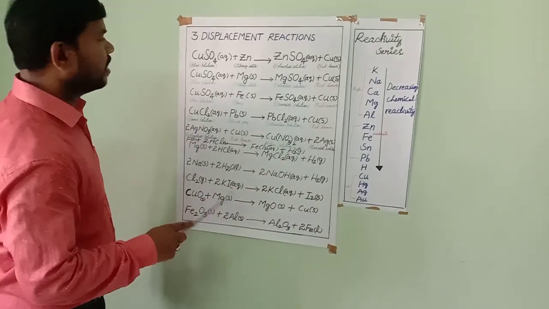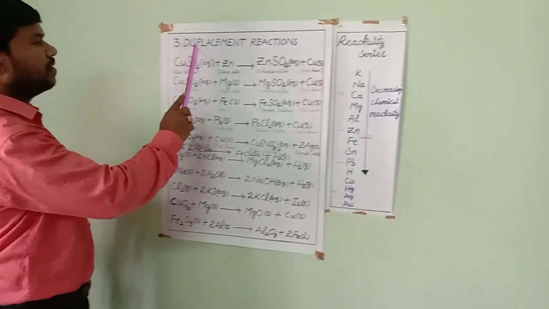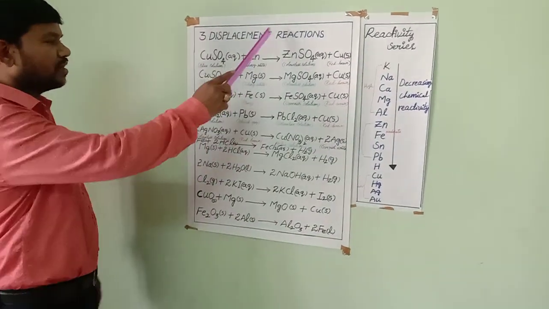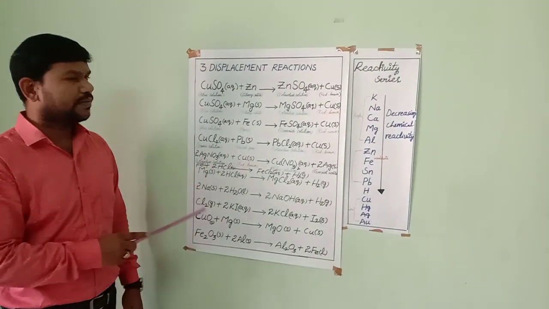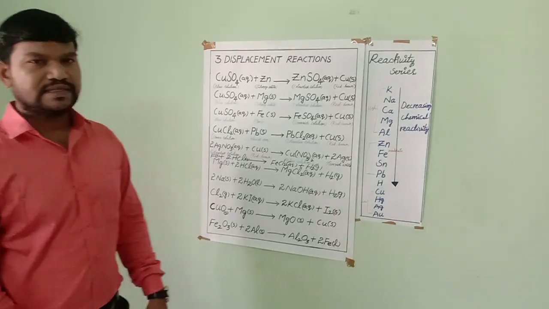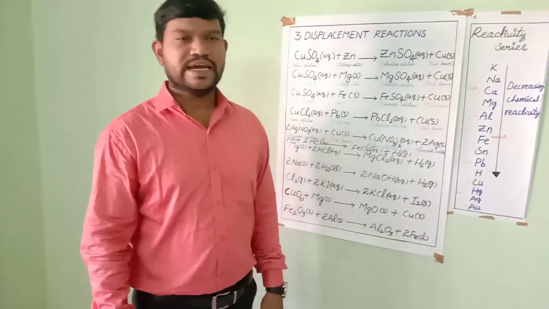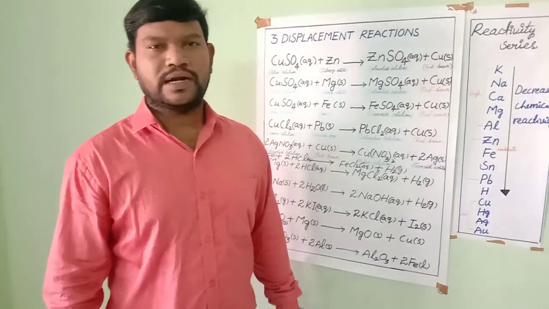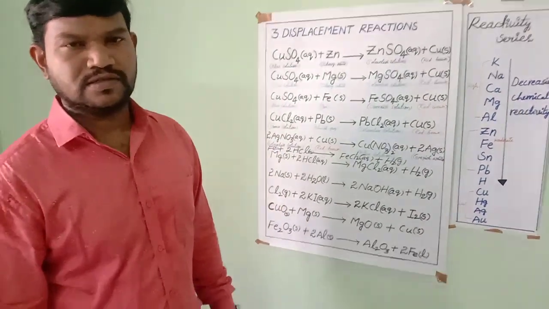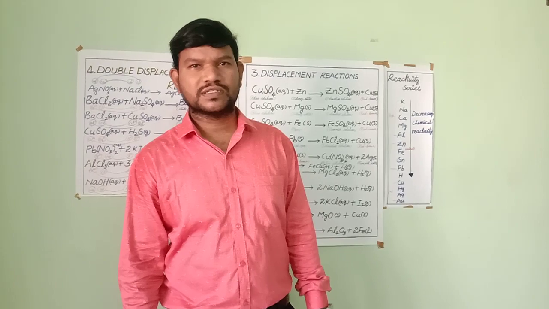So students, here we discussed chemical displacement reactions. In chemical displacement reactions, we observed that one highly reactive element always displaces a less reactive element and occupies its place. Now we are going to discuss chemical double displacement reactions.